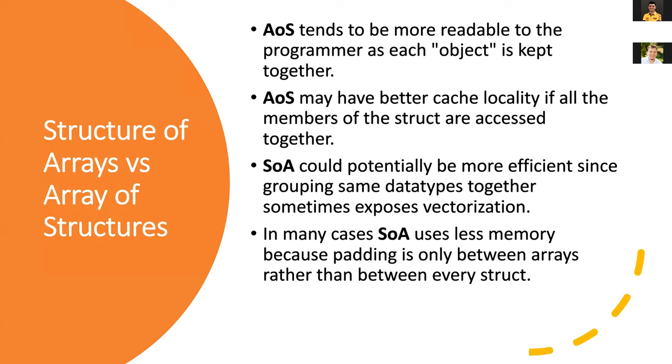So if we compare structure of arrays and arrays of structures, we can see that an array of structures tends to be more readable to the programmer, as we have these separate objects. So it's more understandable from the concept of object-oriented programming. Also, as I said before, we have better cache locality if all of the members of the structures are accessed together. Basically, if we need all of the information from one segment, as I described previously, the array of structures would be efficient. But if we need to vectorize some stuff, the structure of arrays proves more efficient in many cases. Also, structure of arrays can use less memory because possible paddings won't be there, only between the arrays themselves.